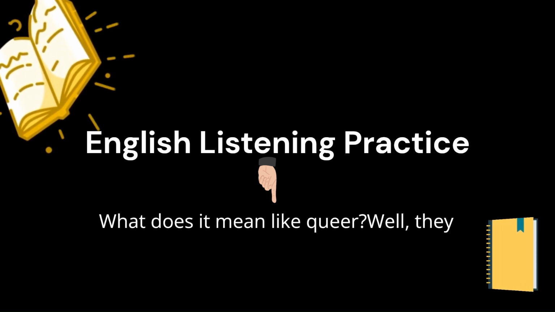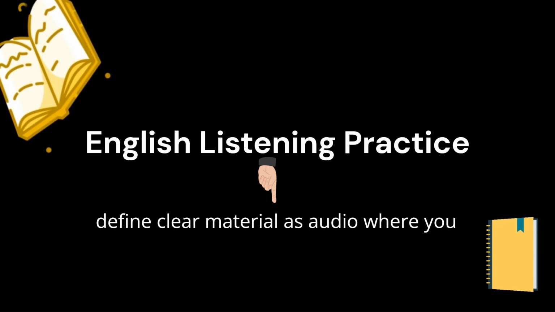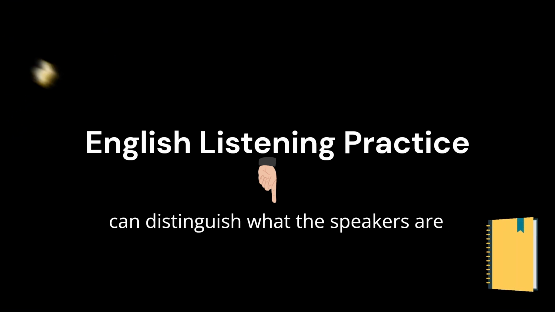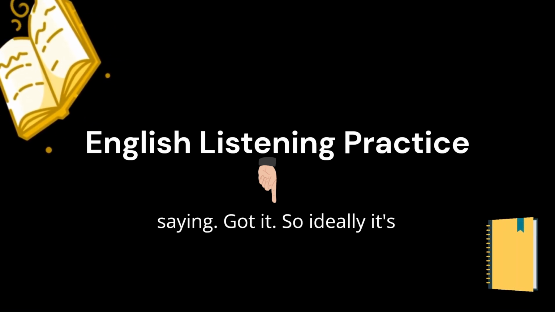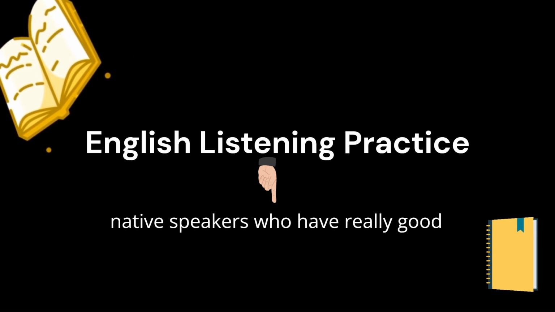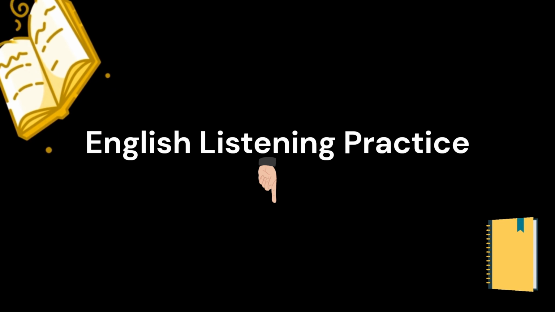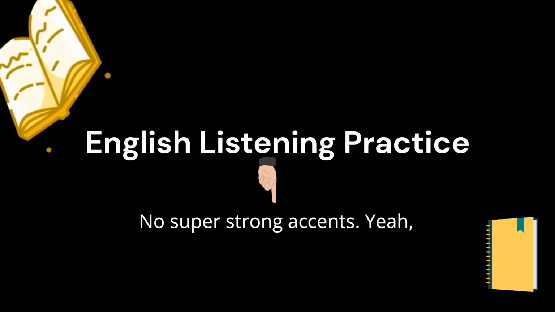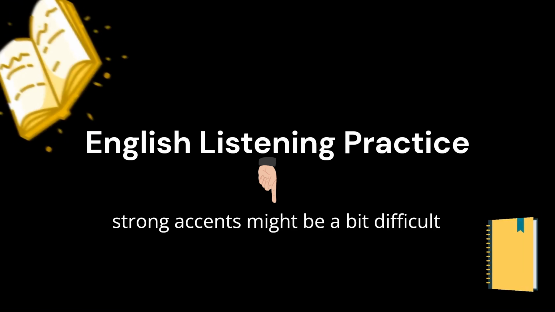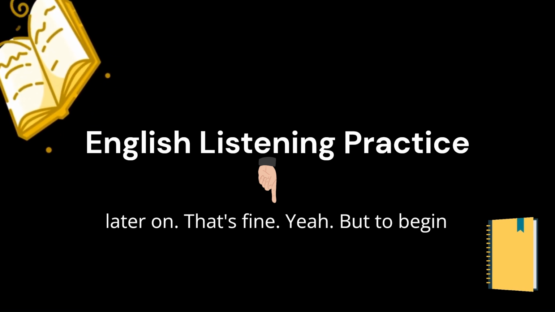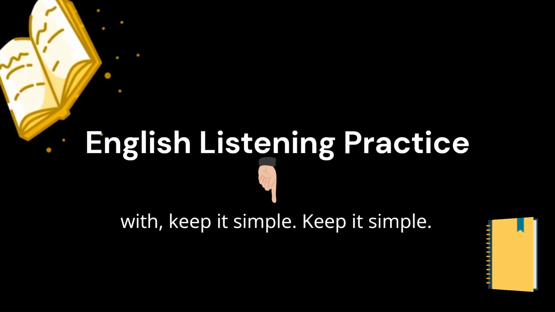What does it mean, clear? Well, they define clear material as audio where you can distinguish what the speakers are saying. Ideally, it's native speakers who have really good, clear pronunciation. So no super strong accents. Strong accents might be a bit difficult later on, but to begin with, keep it simple.